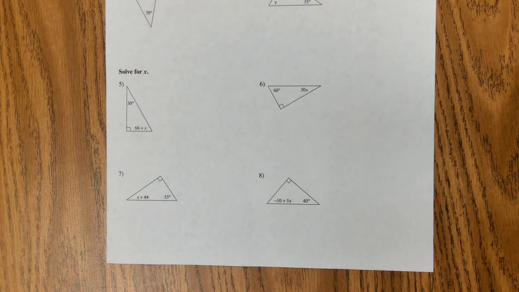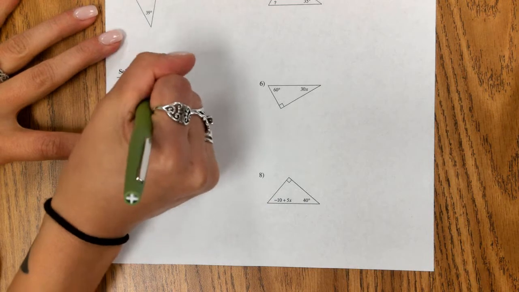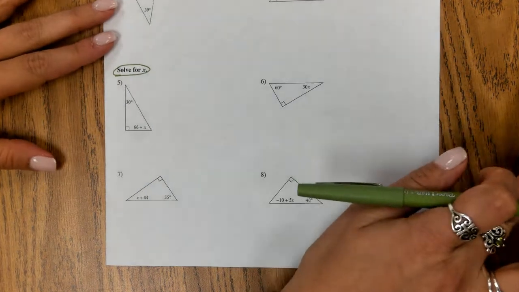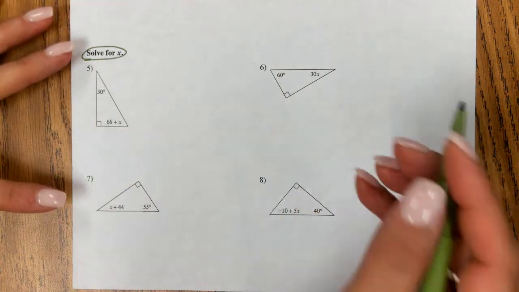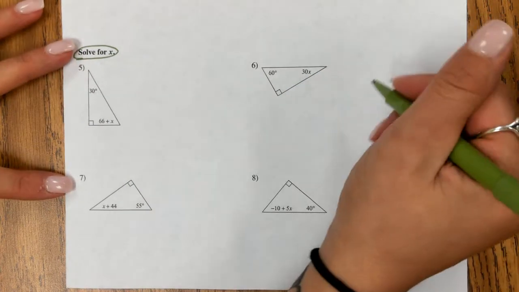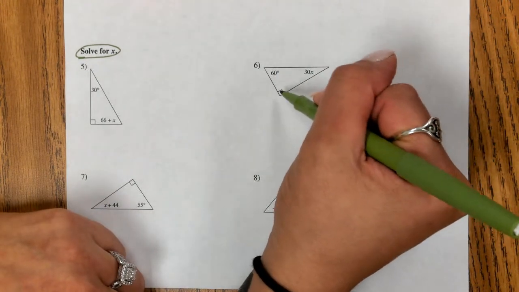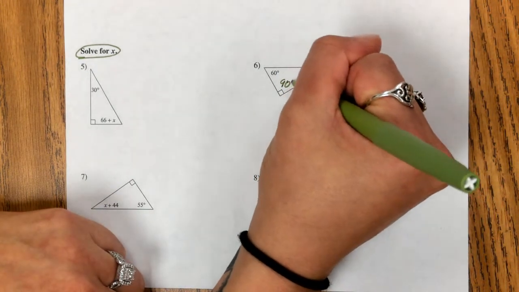Notice that on this top part, it's saying to solve for x. Okay, so you need to pay attention to what it's asking for because the back is different. So I'll look at number 6 with you. First of all, it's giving me two angles. Again, these are marked with a square, which means that that is 90 degrees.